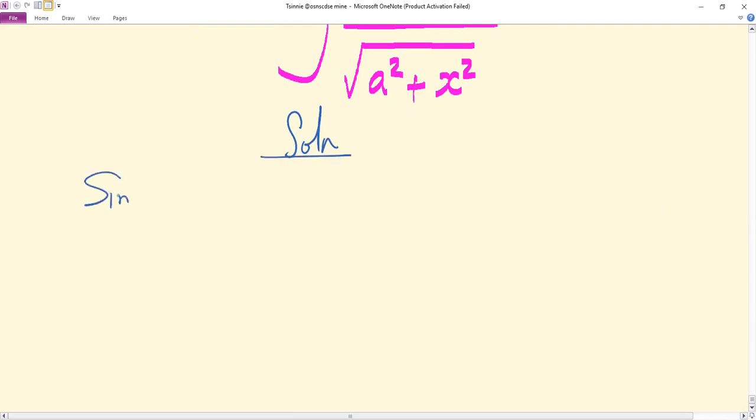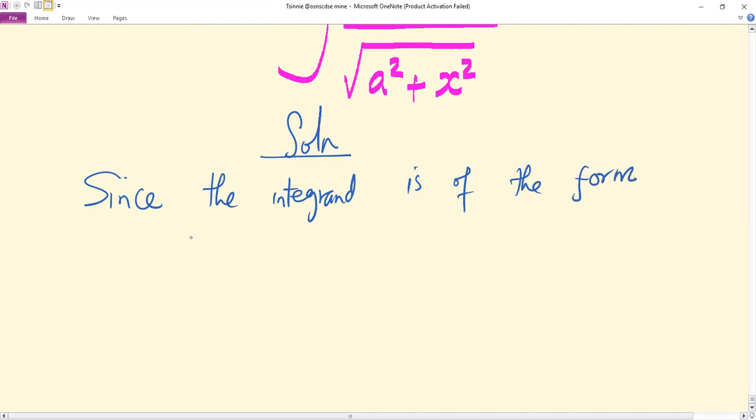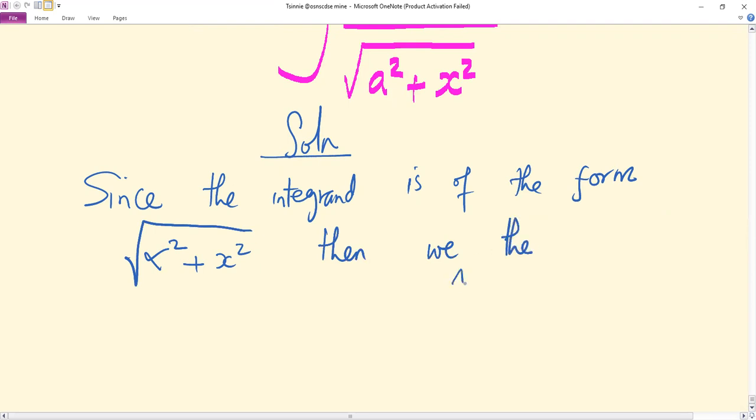Since the integrand is of the form square root of alpha squared plus x squared, we make the trigonometric substitution x equals alpha tan of theta.